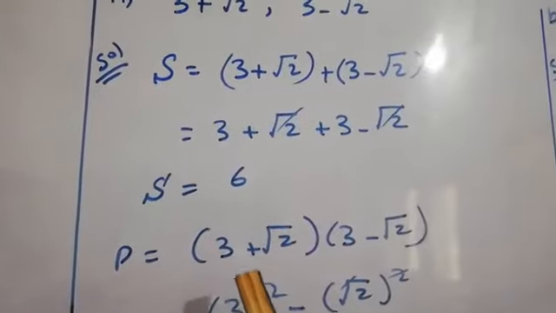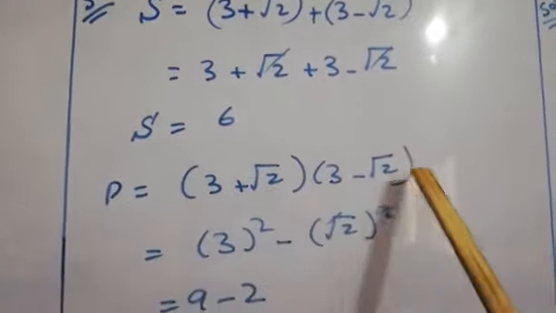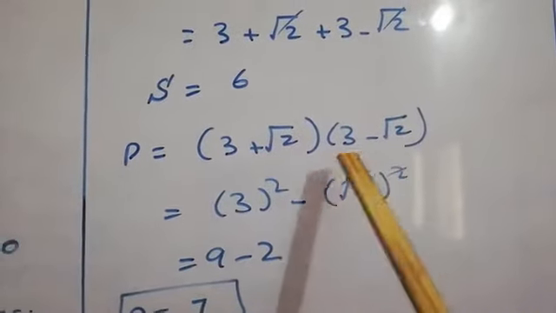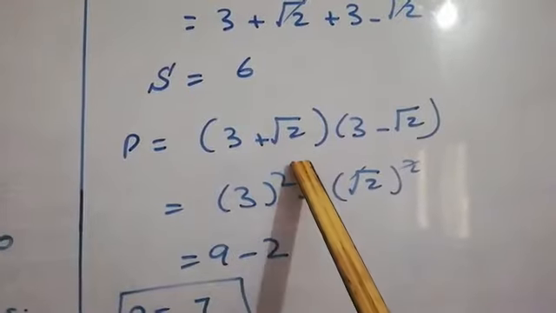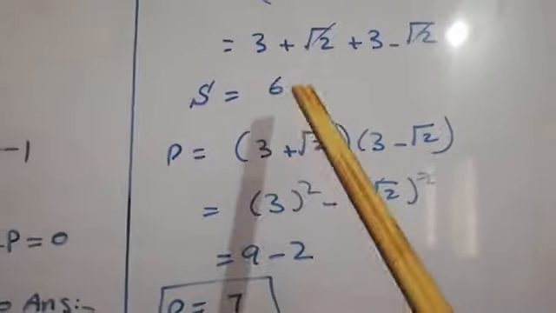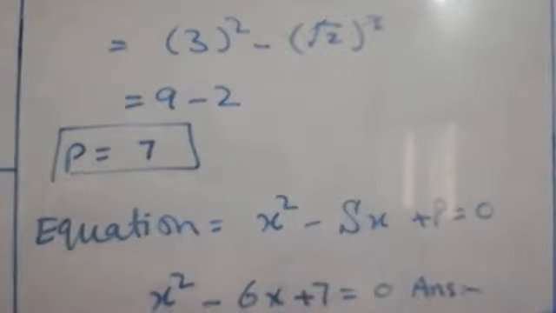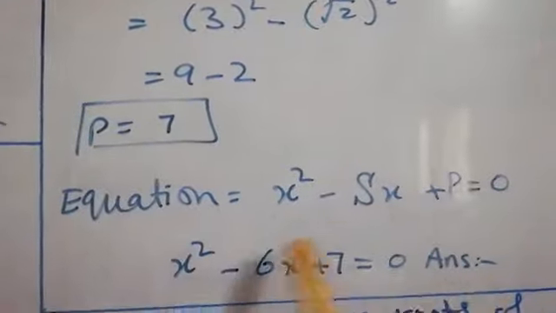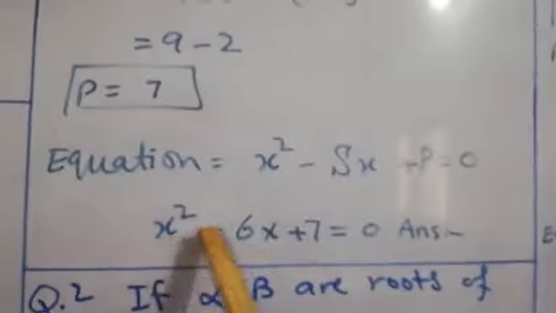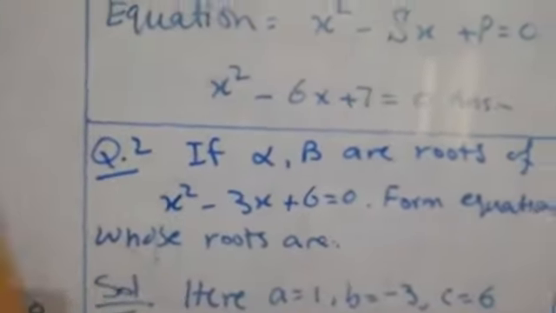And now we find the product. 3 plus square root 2 into 3 minus square root 2, which is a plus b into a minus b. By using the formula, we get a square minus b square. Square cancels square root, and 3 square means 9, and minus 2, 9 minus 2 equals 7. Sum is 6, product is 7. So form the equation x square minus sx plus p equals 0. So it will become x square minus 6x plus 7 equals 0, because the sum is 6.